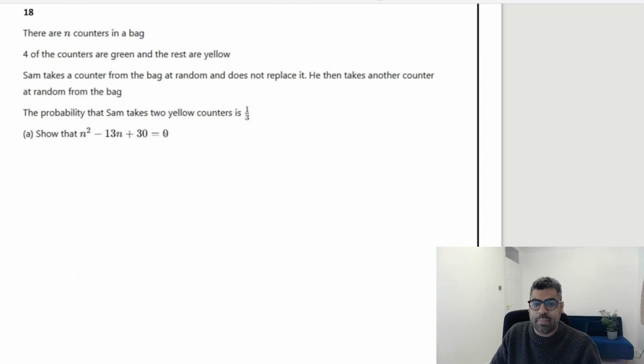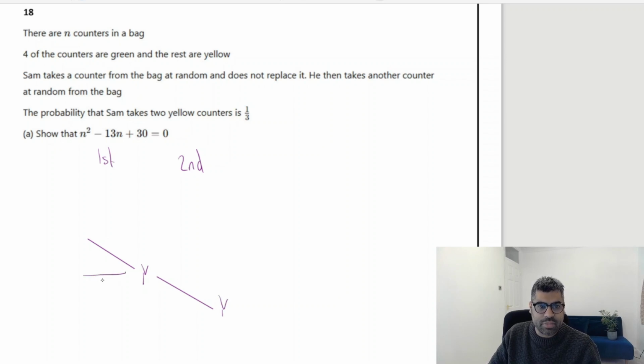So we're going to have to set up an equation and make it equal to a third. The key bit of information here is there are 2 yellow counters. We don't need to draw a whole tree diagram out, but we can do the yellow element of it. So we have our first pick and we have our second pick. In both instances we're interested in picking a yellow, because multiplying them together is going to give us a third.